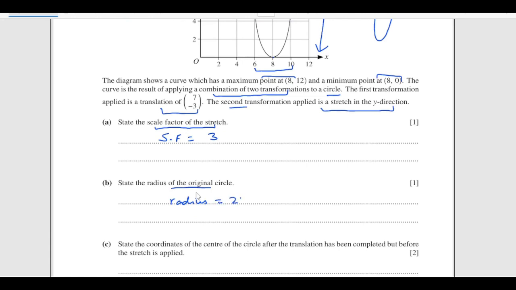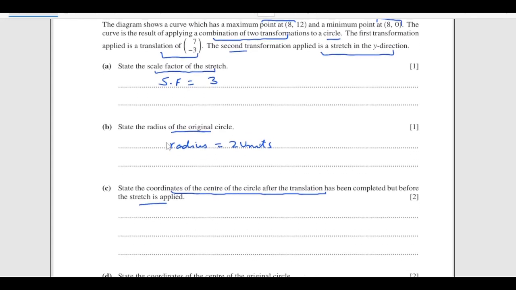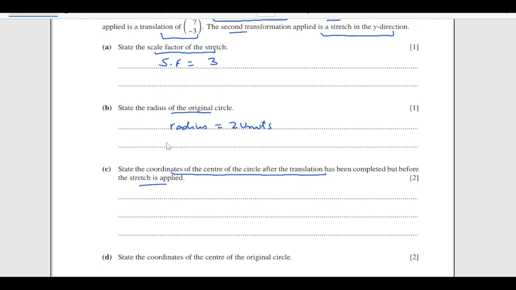This is a 1 mark question, so it is a very direct question from the diagram. State the coordinates of the center of the circle after translation has been completed but before the stretch is applied. After the stretch, what are the coordinates? The coordinates are 8, 12, right? So these are the coordinates that we have, and the scale factor is 3.